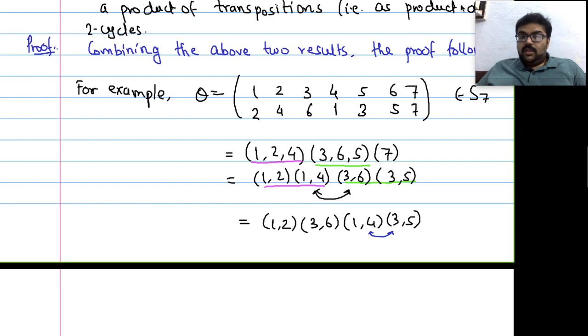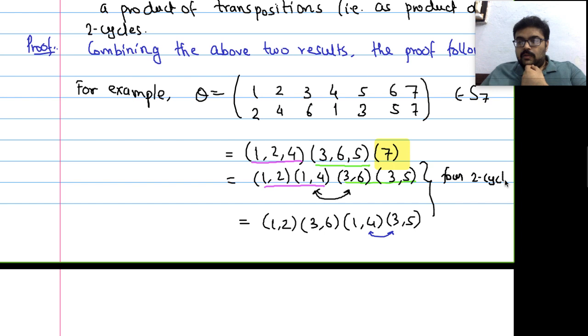And what about 7, as we had seen? What happens to the 7? How do we write 7 as a product of 2 cycles? But 7 is identity, so we can omit it, no problem. So here we have 2 cycles in this expression. What do we have? 4 2-cycles. Right? So that means 4 cycles of length 2.